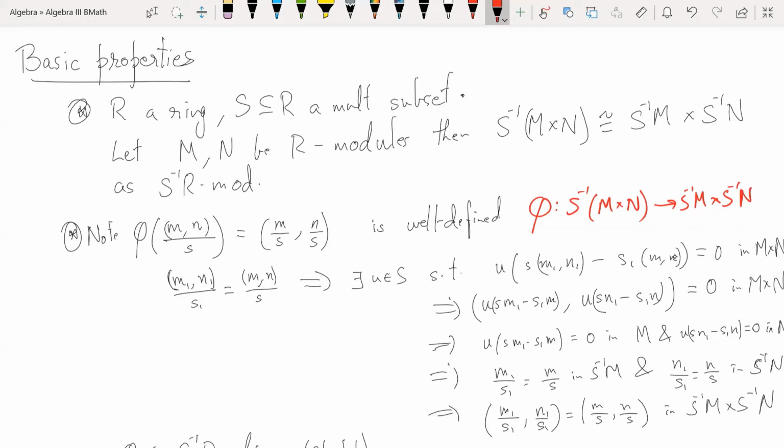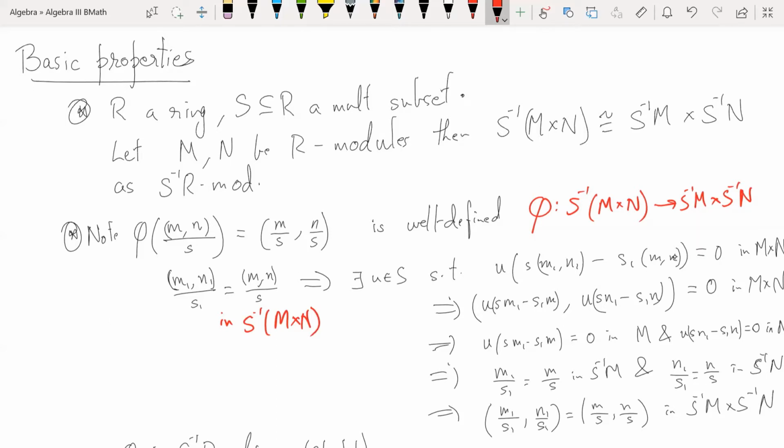That if we choose another representative, say (m1, n1) over s1, then we get the same answer. So suppose these two are equal in S inverse (M cross N), then we want to show that m1 over s1 comma n1 over s1 is the same as m over s comma n over s in S inverse M cross S inverse N.